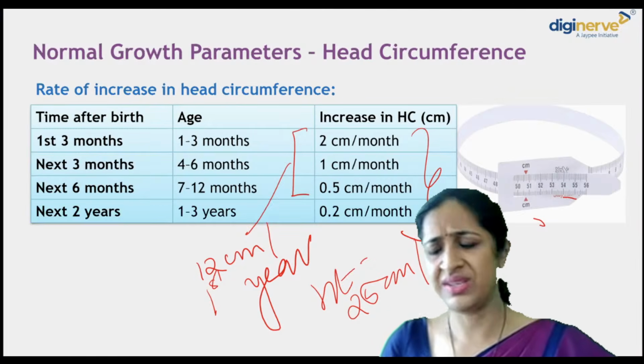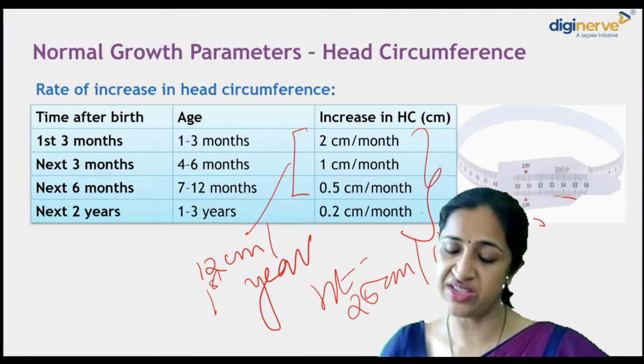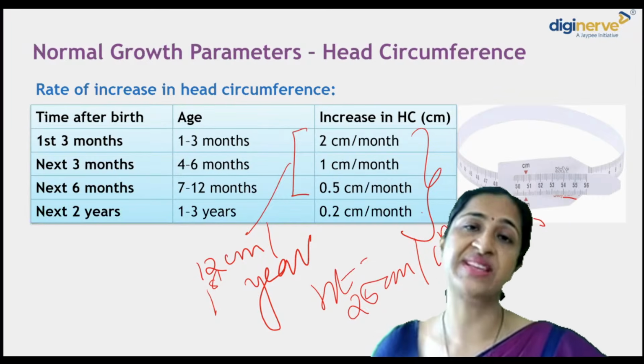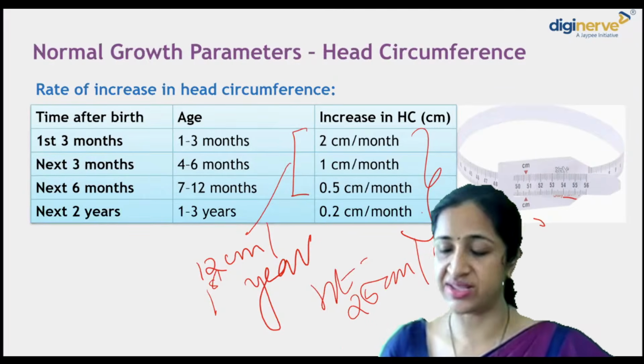Next 2 years, this has sometimes been asked, so I put it here. Between 1 to 3 years, the increase in head circumference is as much as 0.2 centimeter per month, but this is better plotted on charts.